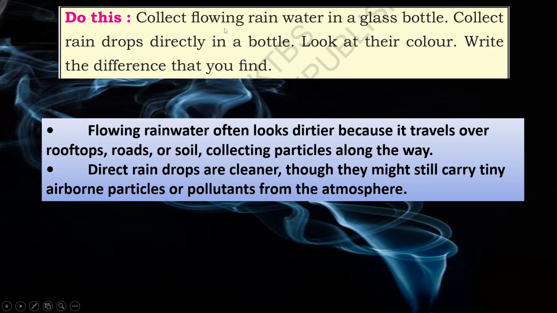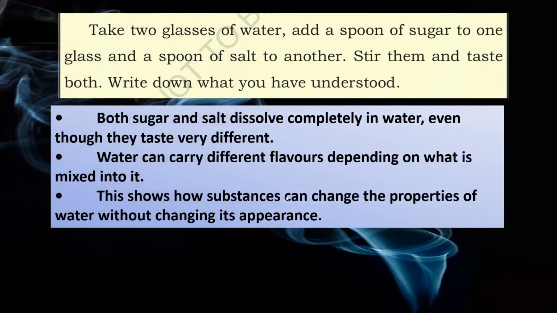Do this. Collect flowing rainwater in a glass bottle. Collect the raindrops directly in a bottle. Look at their color. Write the difference that you find. Flowing rainwater often looks dirtier because it travels over rooftops, roads, and soil, collecting particles along the way. Direct raindrops are cleaner, though they might still carry tiny airborne particles or pollutants from the atmosphere.